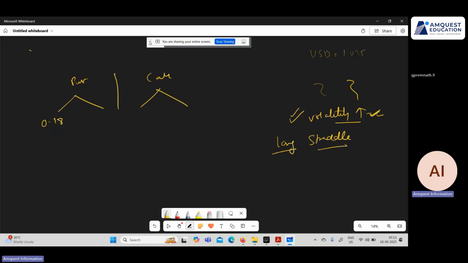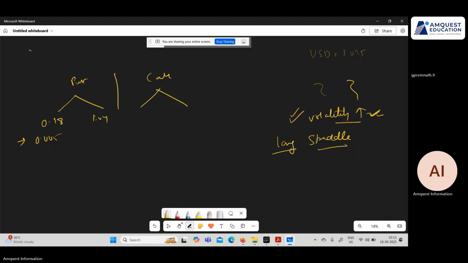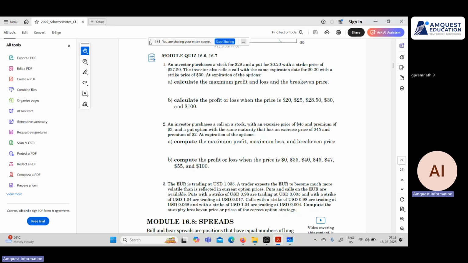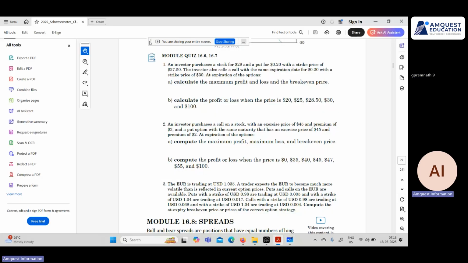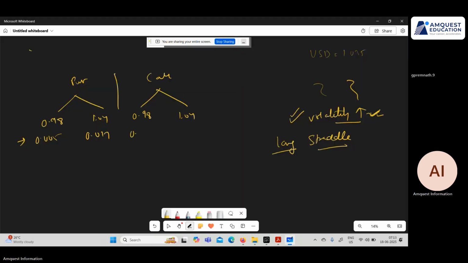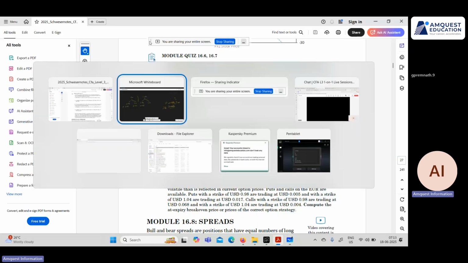It is trading at 0.005 and 1.04 trading at 0.017. Similarly, you have a call. For a call 0.98, basically it's the same thing, 0.98 and 1.04. Just that the values are 0.068 and, sorry, for 1.04 it's 0.004.